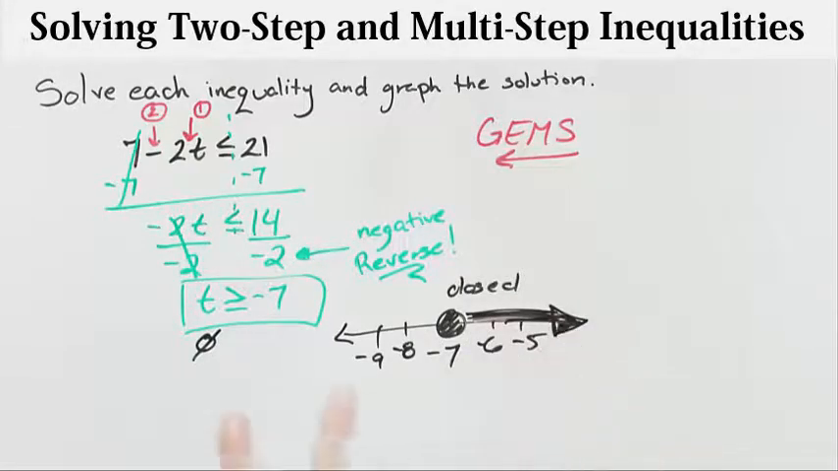And I'm done. So this is the answer. T is greater than or equal to negative 7. And this is the graph. T is greater than or equal to negative 7. And you're done.